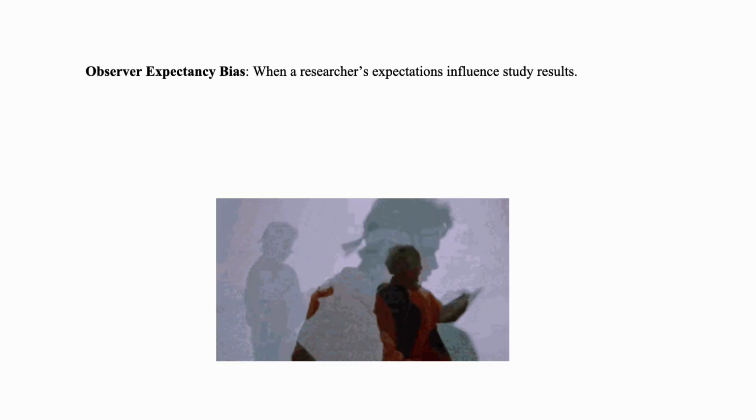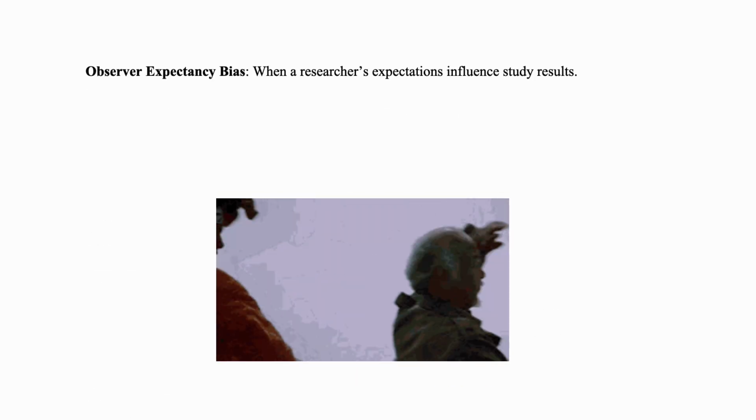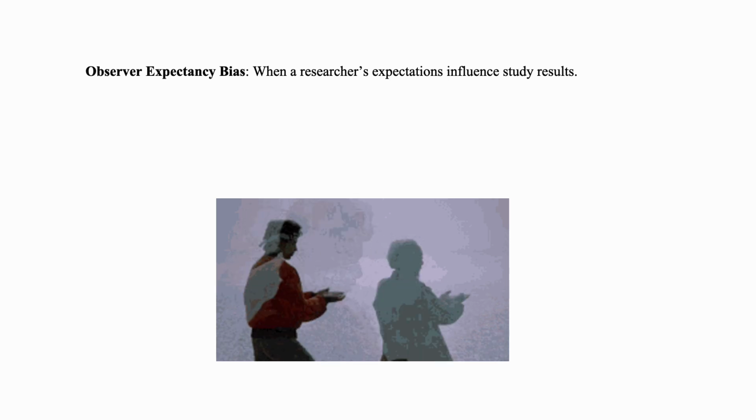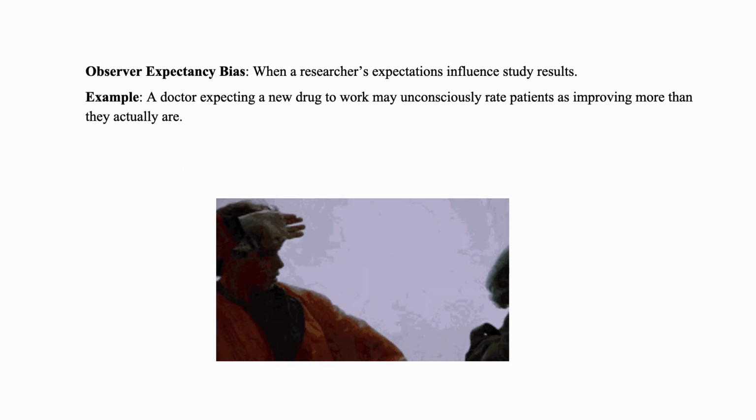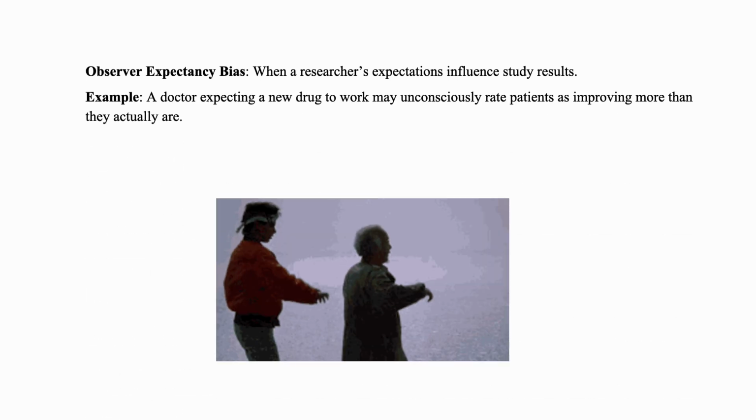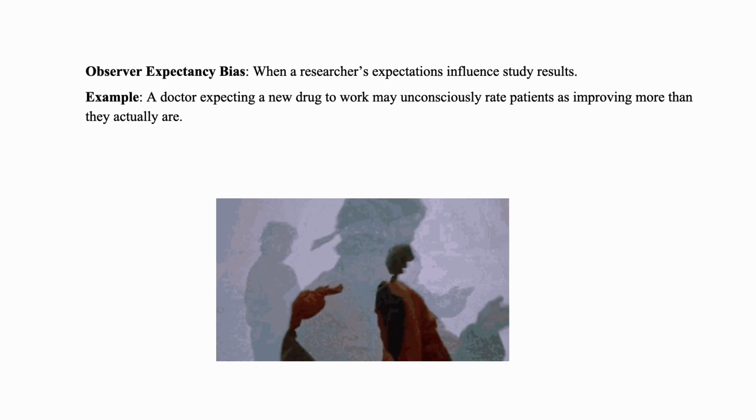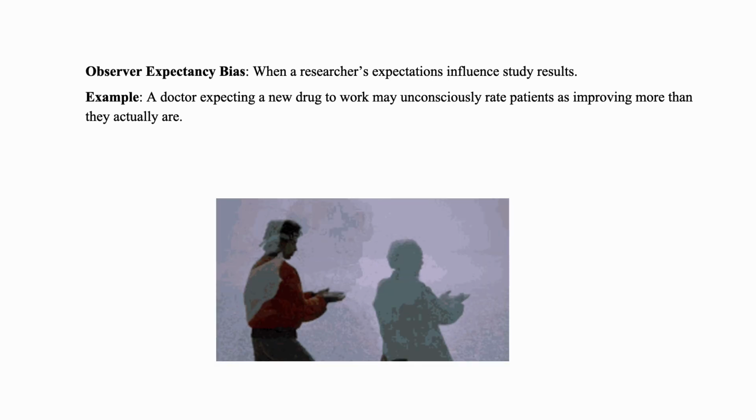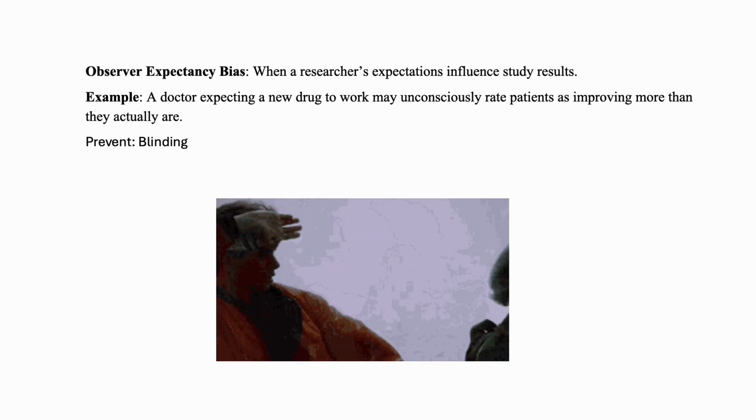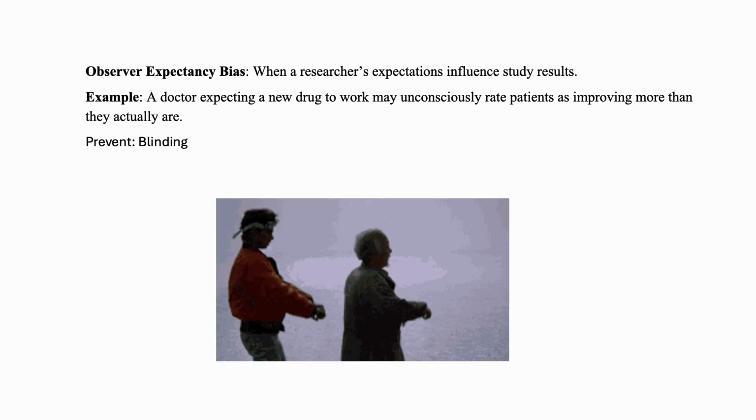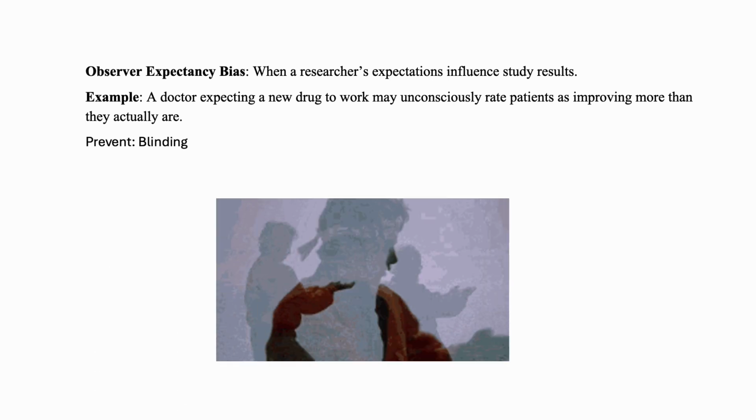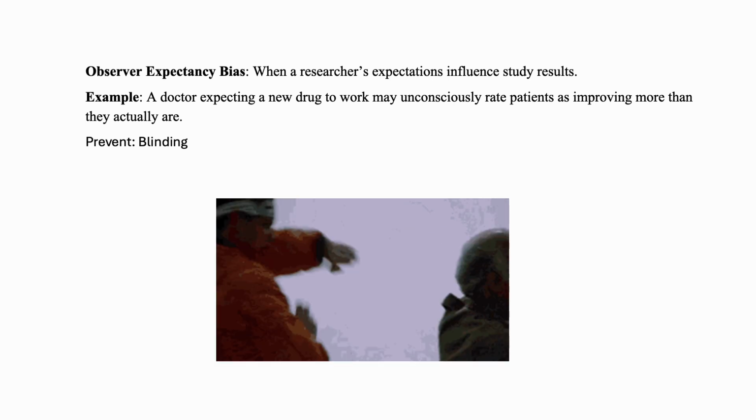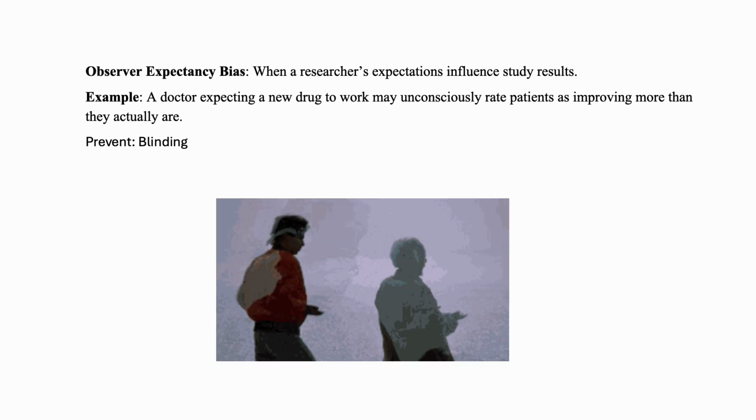All right. Now, observer expectancy bias is when a researcher's expectations influence study results. An example of this might be a doctor that expects a new drug to work might unconsciously rate patients as improving more than they actually are. This is especially an issue if your metrics are subjective. To prevent that, you need blinding so that the observers, or the people obtaining the metrics, don't know what group the patients are in.